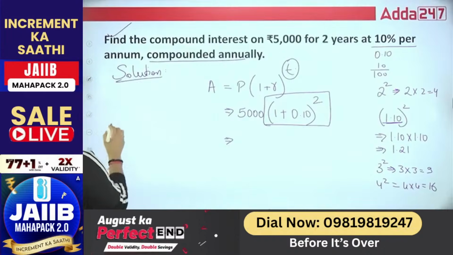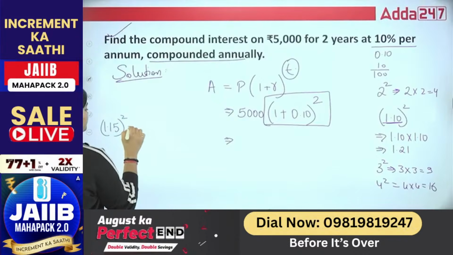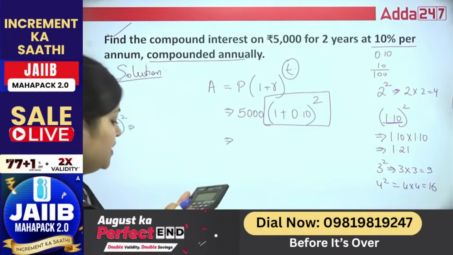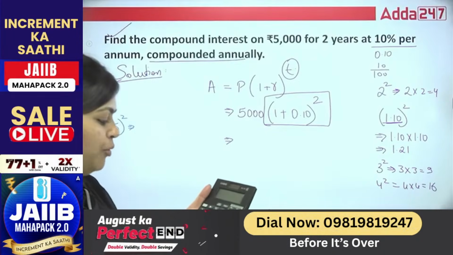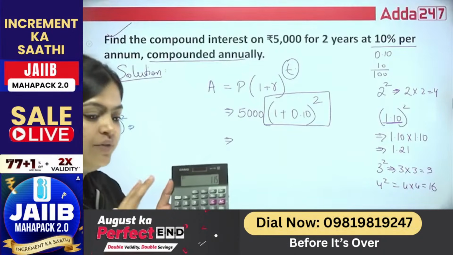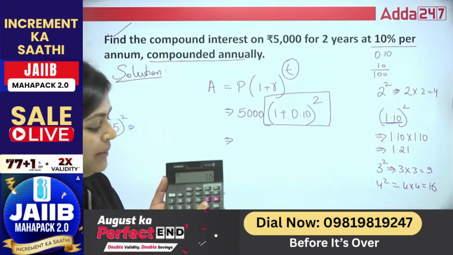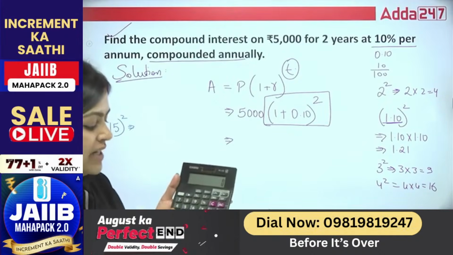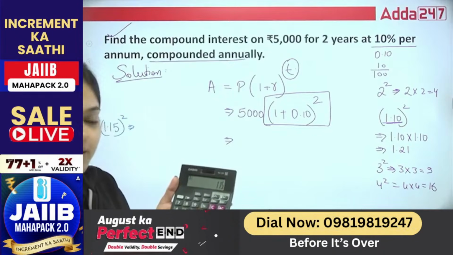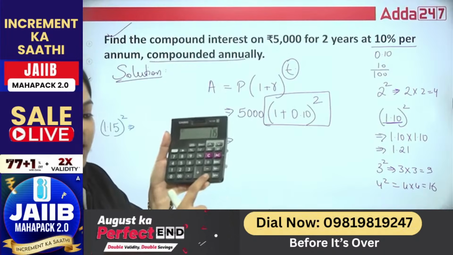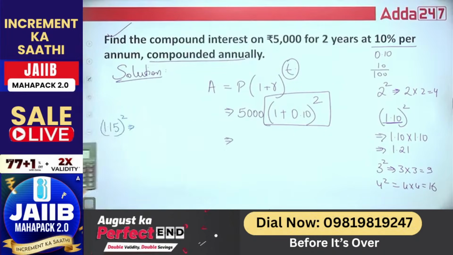Suppose here you have 1.15 to the power 2. So how to calculate with the calculator? Type this base figure, that is 1.15. When we want to calculate a square, just multiply once and press equal to once. Again I am explaining: type 1.15, press multiply one time and press equal to one time.